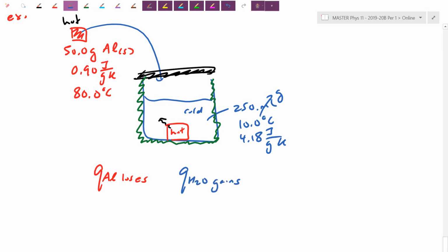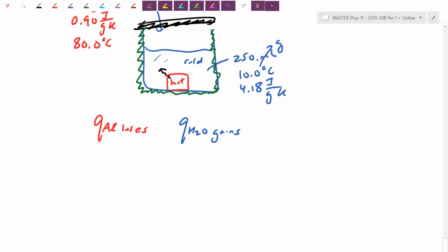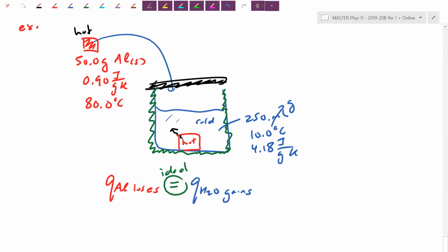right? I know the water is relatively cold. Water is going to soak up some of the energy change. Because I am under this assumption here, 100% efficient, assuming that we're isolated and there's no heat loss in the environment, I can set these two as equal. So this is in a perfect world. This is just for calculation's sake, just to make the math easy.